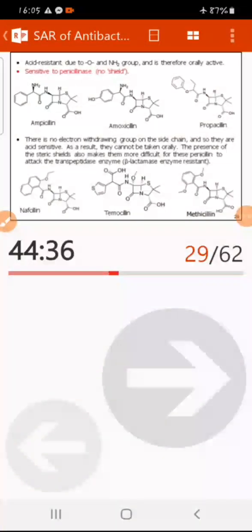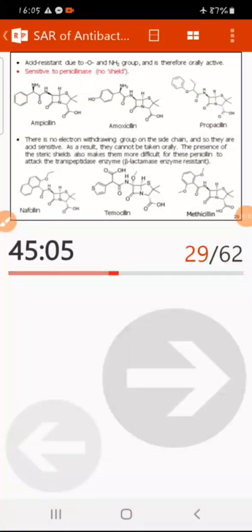Hello, welcome. Let's see some exercises on penicillin analogues, whether they are acid stable, acid sensitive, beta-lactamase stable, beta-lactamase sensitive, broad spectrum, or narrow spectrum. Let's see some of them. Let's start from ampicillin. This is the structure of ampicillin.